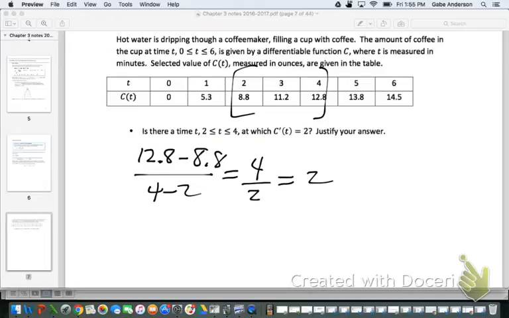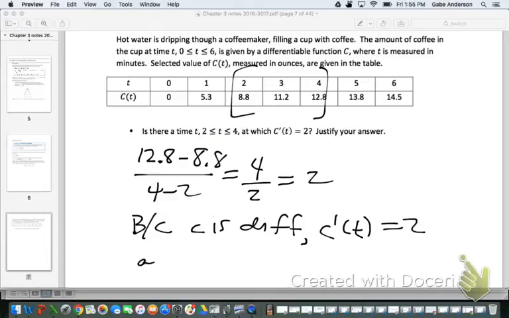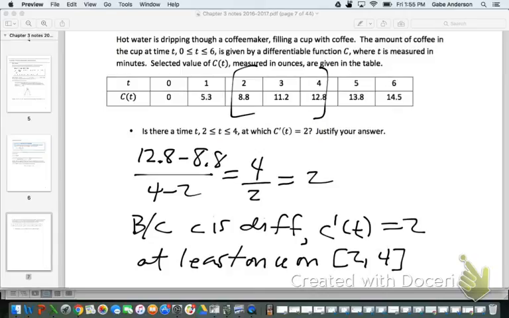Now, does that mean right now that the answer exists? Yes. Close. There's one other thing we've got to say. Continuous and differentiable. So what we would say, because C is differentiable, and you know what we just set up there, because C is differentiable, C prime of t must equal 2 at least once on the interval from 2 to 4. And that would be that.